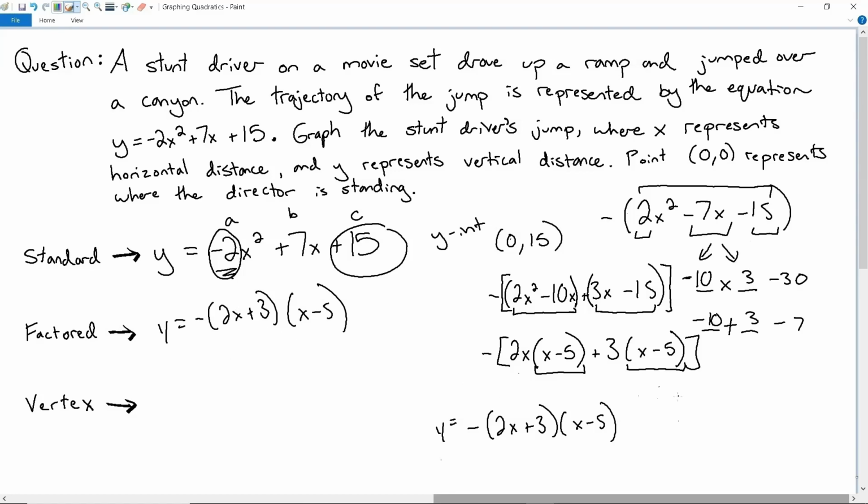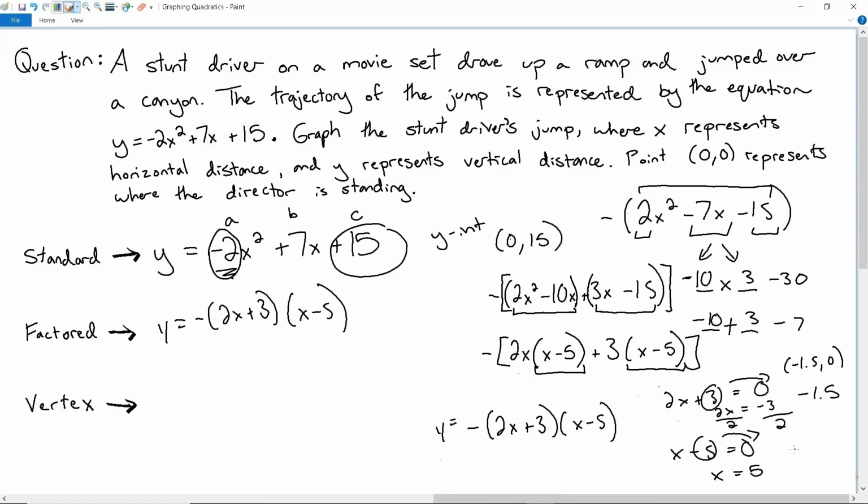And now let's find our zeros, or our x-intercepts. So let's set both of our brackets to 0. And one of them is going to be 5. And one of them is actually going to be -3/2, or -1.5 if you don't like fractions. So we got 2 more points there. Fantastic. Just one more form to go, and that's vertex form.